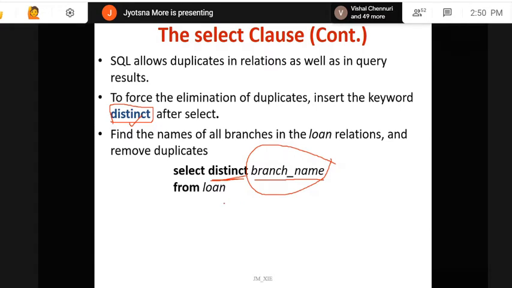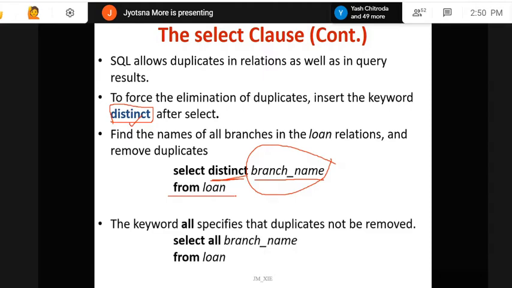And then from relation name, from table name where you want to get the result. Okay, so distinct keyword you can use.